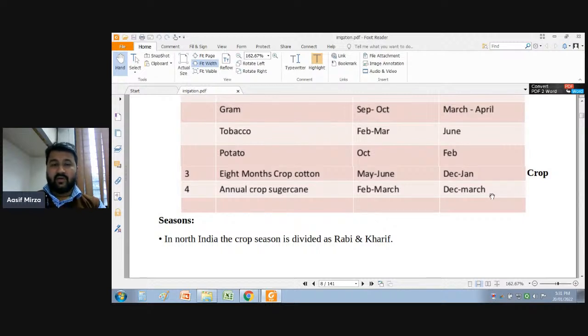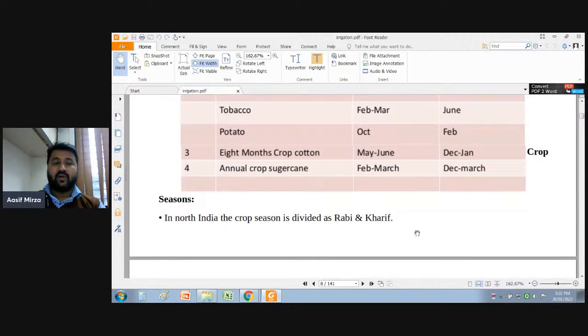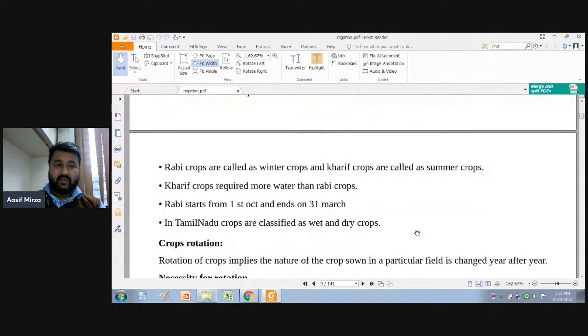Now, what are the crop seasons? In North India, the crop season is divided into two, that is Rabi and Kharif. Rabi crops are called winter crops and Kharif crops are called summer crops. Kharif crops require more water than Rabi crops. Rabi starts from 1st October and ends on 31st March. In Tamil Nadu, crops are classified as wet and dry crops.